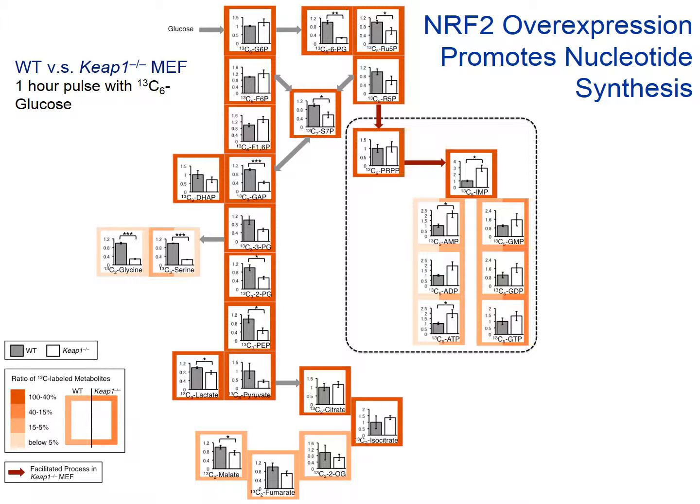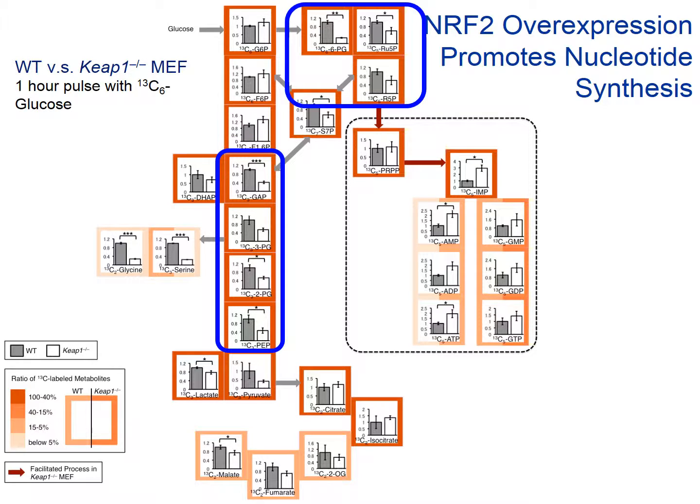To confirm the metabolic studies, NRF2 was overexpressed and again subjected to the labeling experiment. We can see that after only an hour, C13 flux to lower glycolytic and pentose phosphate pathway intermediates was reduced with a corresponding increase in IMP. We can also see now that flux to serine and glycine synthesis is also reduced.